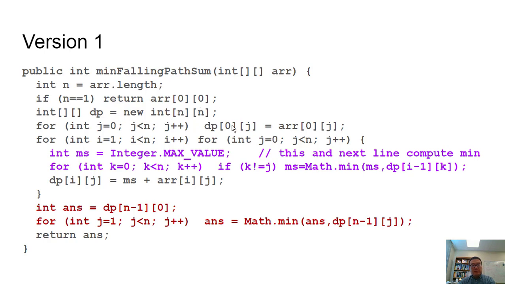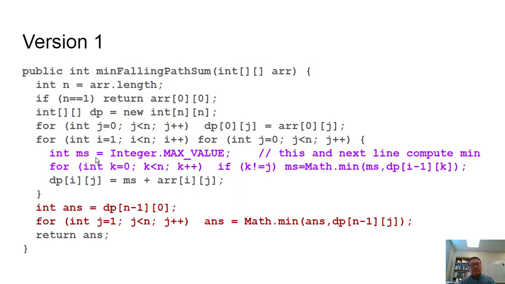I'm initializing the first row as just the data in the given first array, and then for every i, j, I want to compute dp[i][j], but dp[i][j] needs this min value. So these two lines in purple are computing the minimum value ending at i-1, k, when k is not equal to j. So that's computing that, and then dp[i][j] equals this.